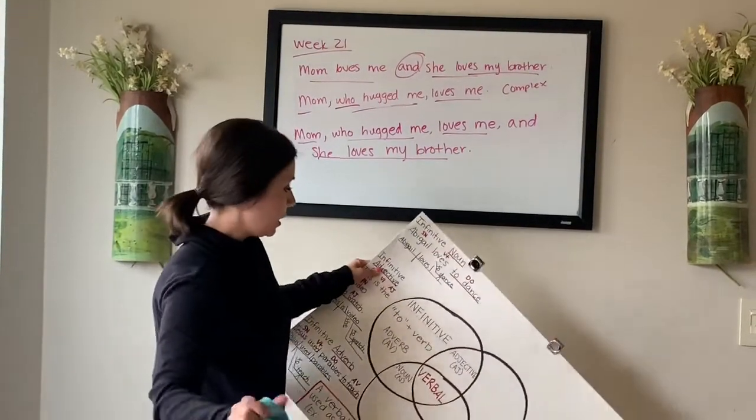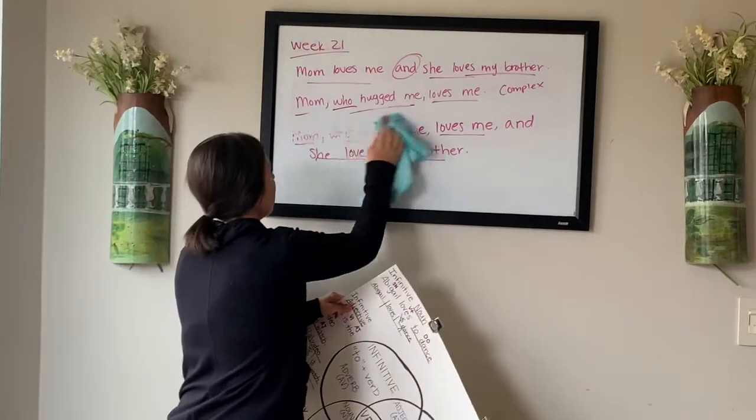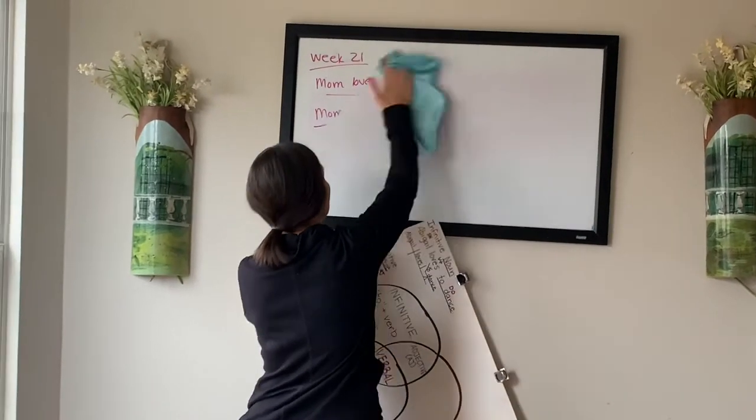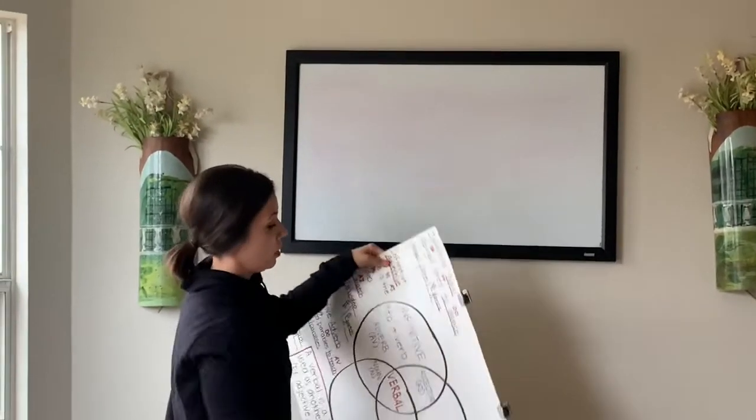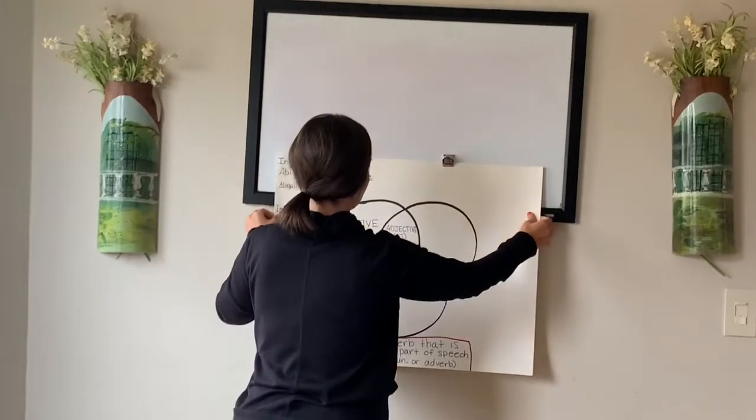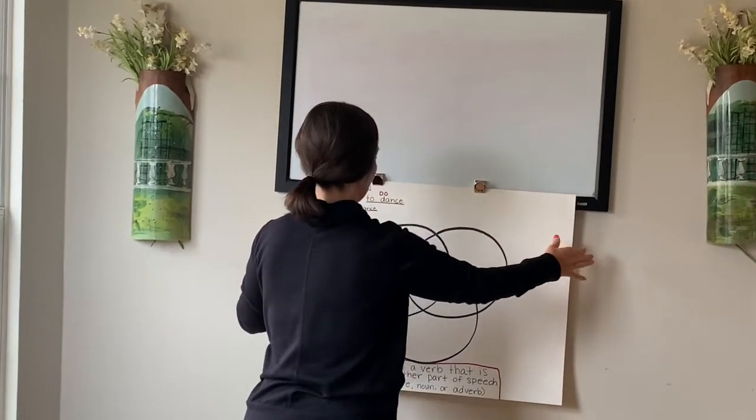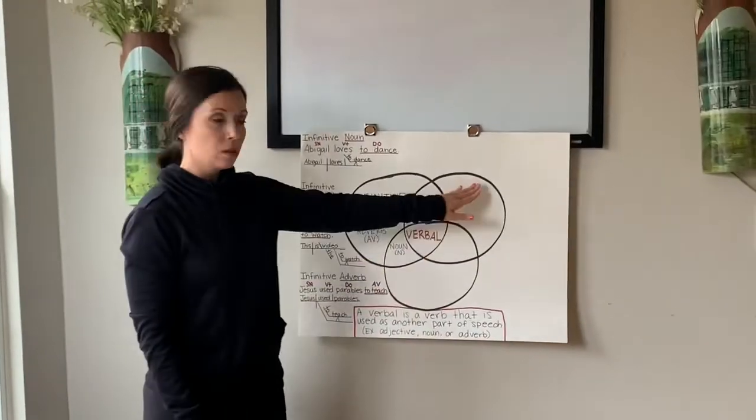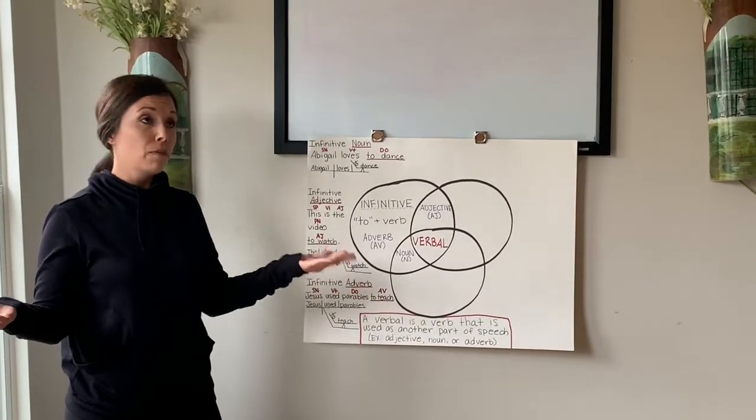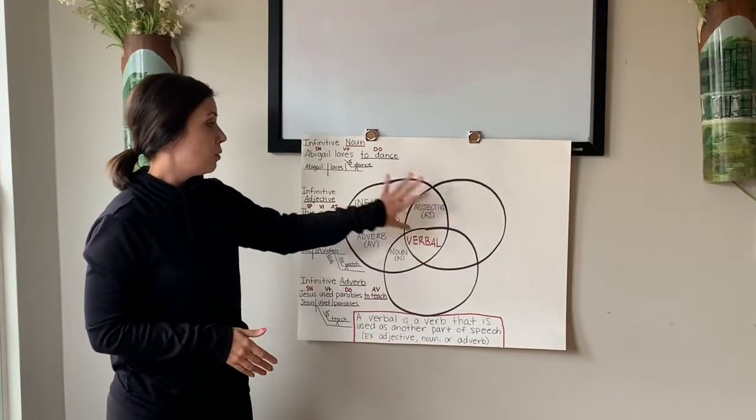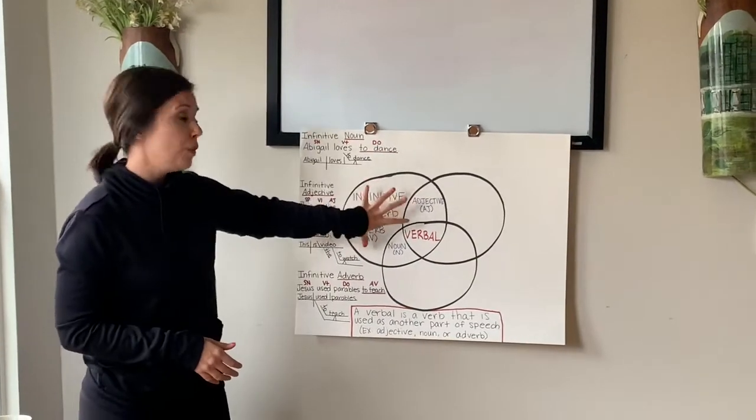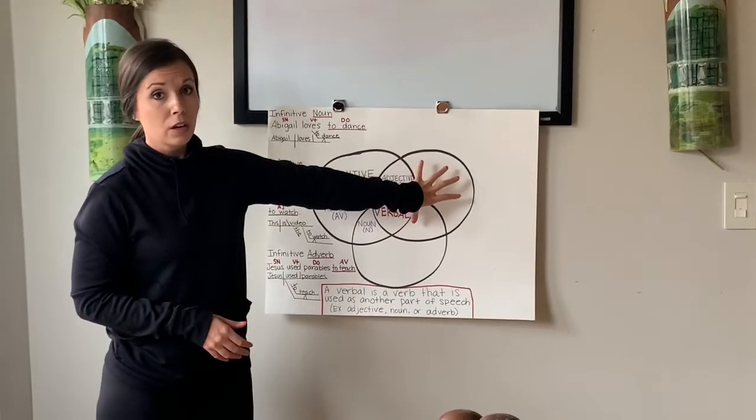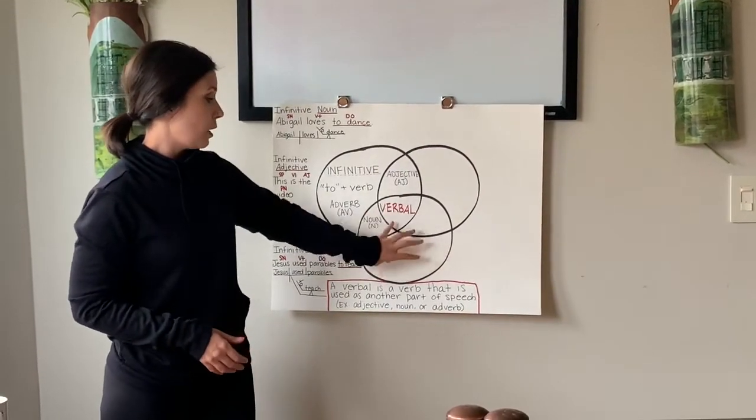I created this Venn diagram that we'll be using over the next few weeks to discuss the three different types of verbals. So let's go ahead and put this up here. There we go. Okay, so here if you notice we have three different circles. This is known as a Venn diagram. So these are all verbals. This week we're going to cover infinitives, so that's what's inside of this circle. Next week I'll add in our gerunds, and the week after that we'll add in our participles.